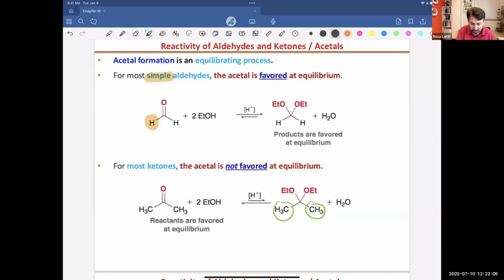Simple aldehyde means you have only hydrogen, or you have 1 hydrogen and 1 CH3, for example. Because the second you replace one of the hydrogens by a really bulky group, you will have too much steric effect between hydrogen and that bulky group, and the reaction is going to move actually backward.